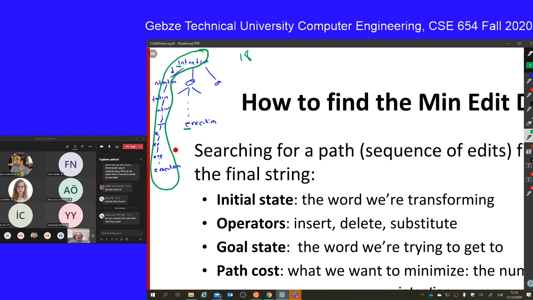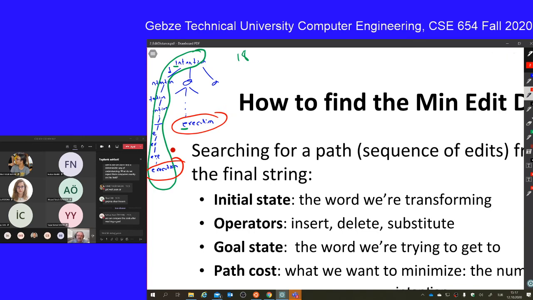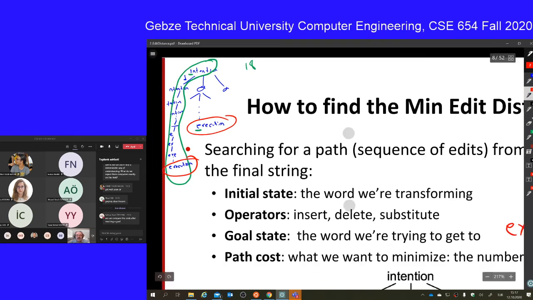all the executions that you find. Here, I found an execution. Here is another execution. Another path could be insert, insert, insert, insert, and delete, delete, delete, delete. Another path could be substitute, substitute, substitute. I may find many executions in this tree and choose the one that is closest to the start state. Yes, so this could be the solution.